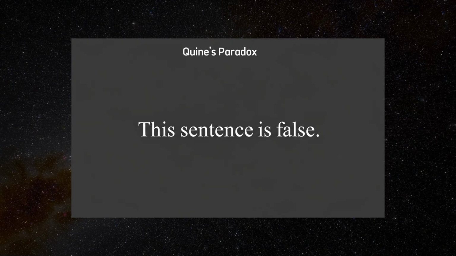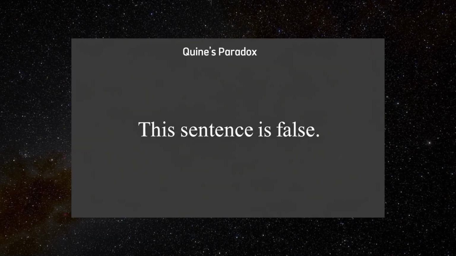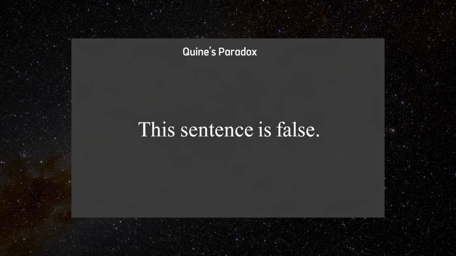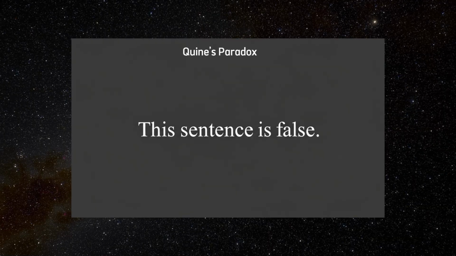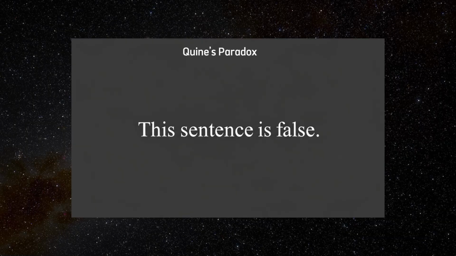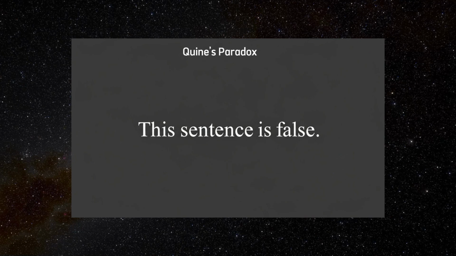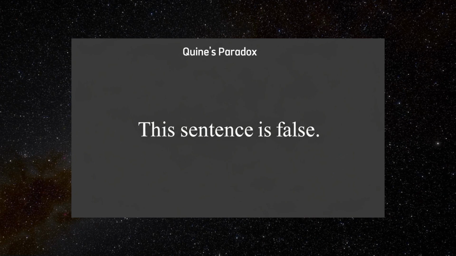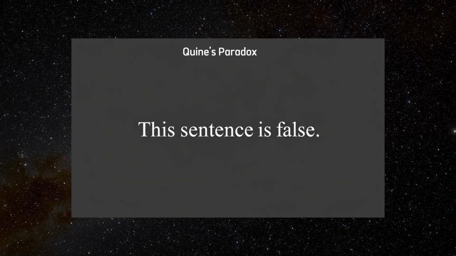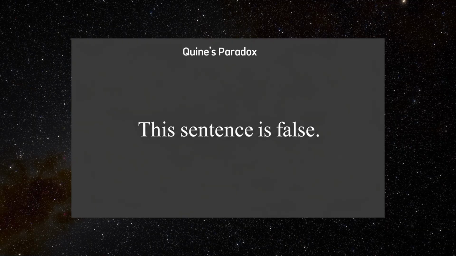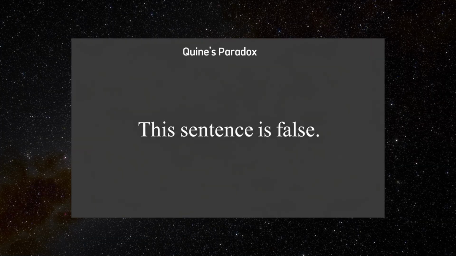Now let's unpack what's going on here. The phrase "yields falsehood when preceded by its quotation" is not a complete sentence by itself. But when you precede that phrase with its own quotation, you get a full sentence: "yields falsehood when preceded by its quotation" yields falsehood when preceded by its quotation. This sentence is making a claim about itself, but in an indirect way. It says that when you take the string "yields falsehood when preceded by its quotation" and put it after its own quotation, which is exactly what we did, it becomes a false statement.